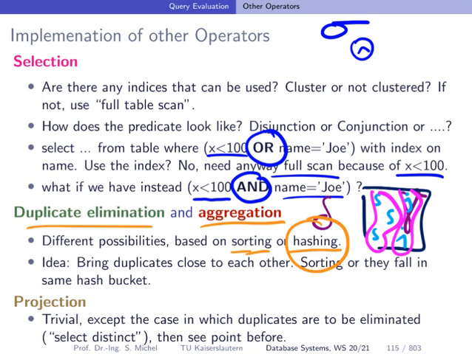And then projection. Projection is trivial to implement because all you have to do is drop some of the attributes of the tuples. The only case where projection is not trivial is when you're writing select distinct, because select distinct requires duplicate elimination, and then you have to go back to what we just discussed on how to implement duplicate elimination.